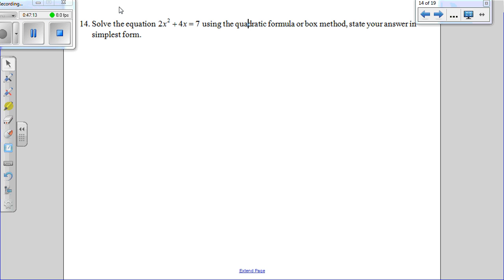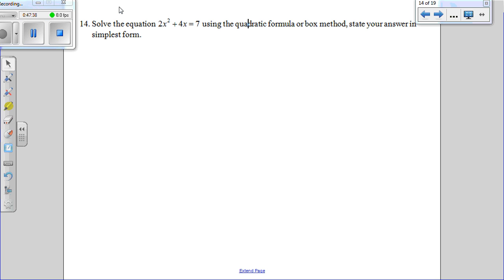All right. Solve using quad or box method. What's the first thing you always have to do when solving a quadratic? You've got to be in general form, right? You have to be. Always. No matter what method you're choosing, general form is what you have to be in. So I would rearrange that to be 2x squared plus 4x minus 7 equals 0.